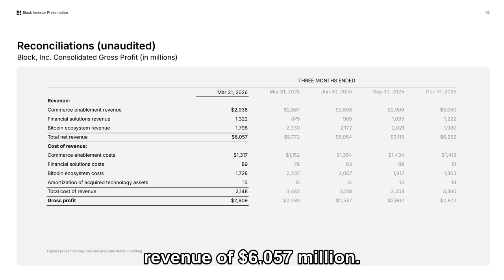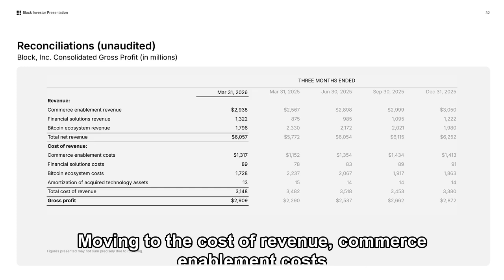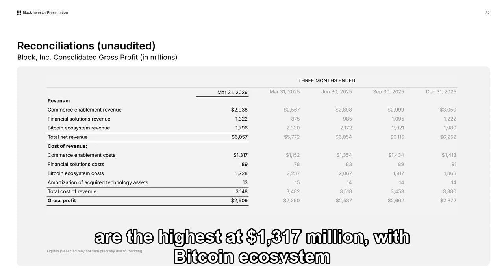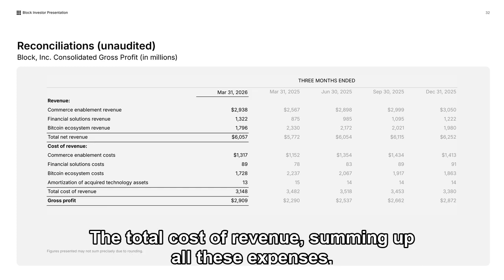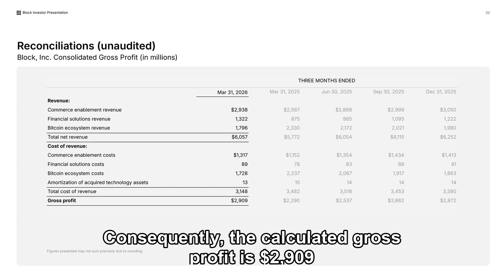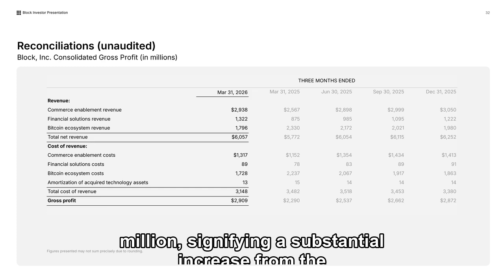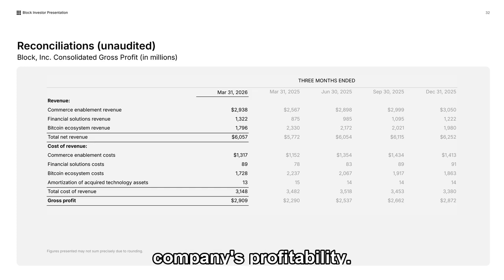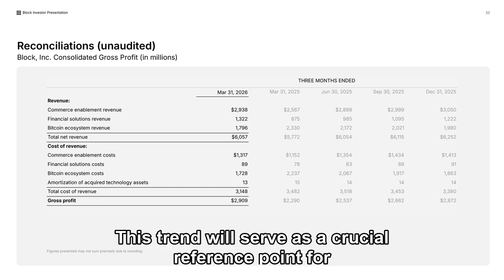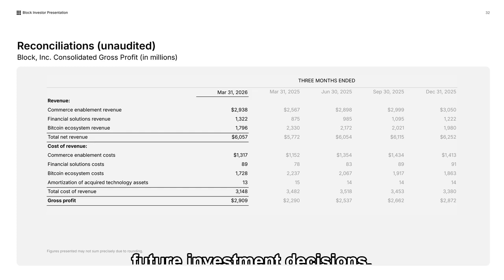$6,057 million. Moving to the cost of revenue, commerce enablement costs are the highest at $1,317 million, with Bitcoin ecosystem costs also amounting to $1,728 million. The total cost of revenue, summing up all these expenses, is $3,148 million. Consequently, the calculated gross profit is $2,909 million, signifying a substantial increase from the previous year and suggesting an improvement in the company's profitability. This trend will serve as a crucial reference point for future investment decisions.